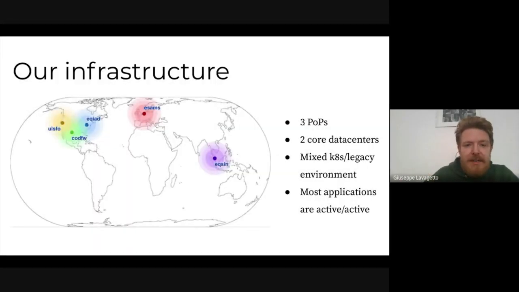Now, how is our infrastructure structured? We have 5 data centers, 3 of which are just caching POPs. So they are just points of presence that only host the caching layer, while the 2 main data centers are here in blue and green, and are both located in the United States, one in Virginia and the other in Dallas, and they host our whole application stack.